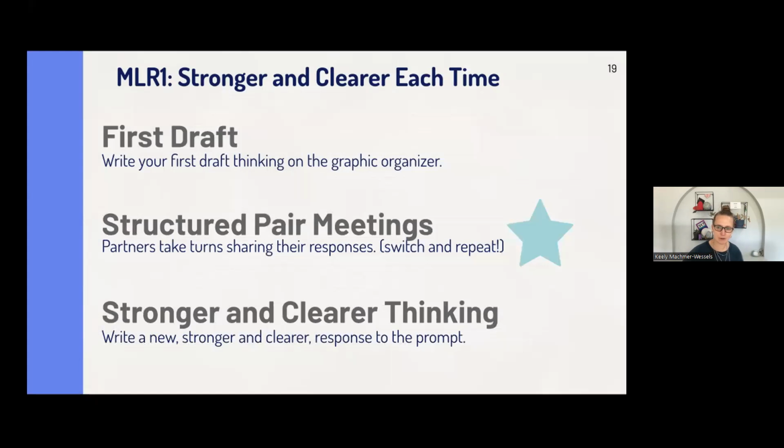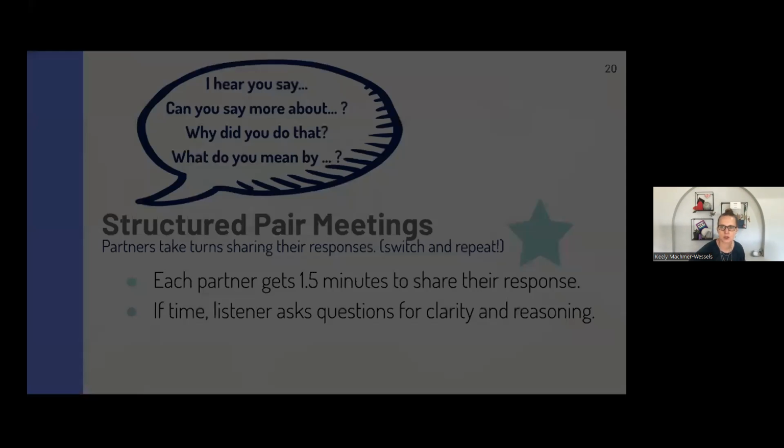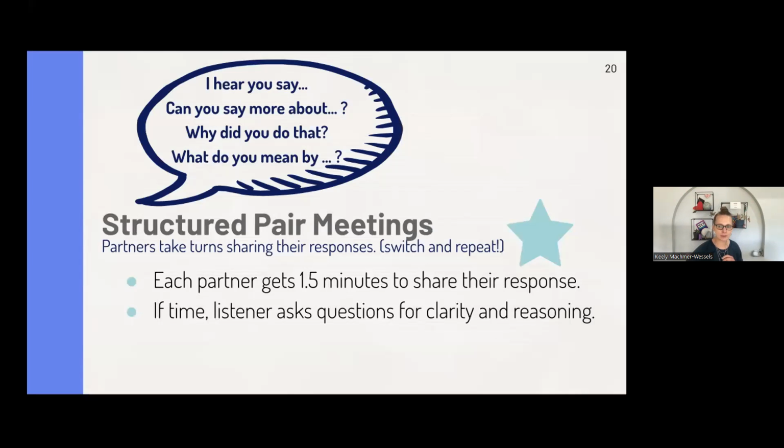So if we're all together, I'd have everyone stand up and find a partner somewhere and take your paper so you could really show them. In this case, you're going to explain some out loud. You might need to show a diagram up to your camera, whatever you need to do. But we're going to go into these structured pair meetings. It's going to be 3 minutes. Each partner will get 1.5 minutes to share their response.